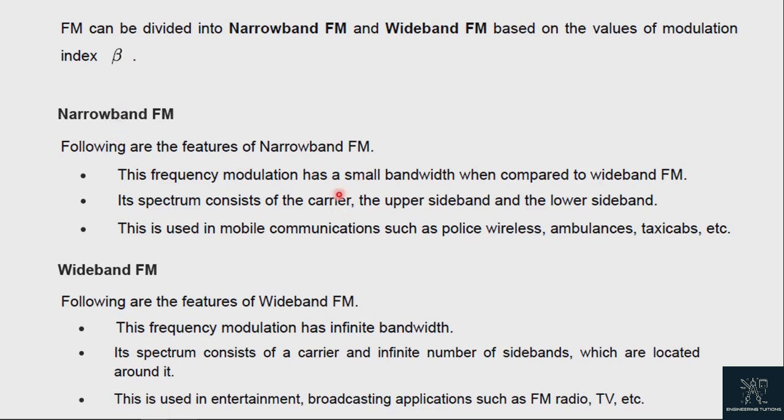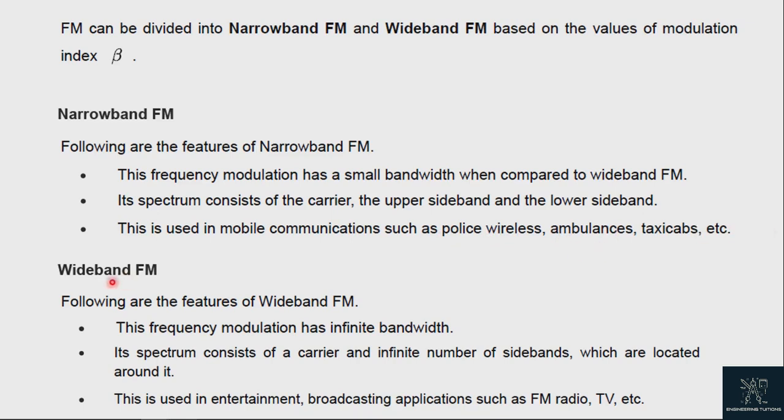And following are the features of narrowband FM. It has a small bandwidth when compared to wideband FM. Its spectrum consists of the carrier, the upper sideband and the lower sideband. This is used in mobile communications such as police wireless, ambulances, taxi cabs, etc.